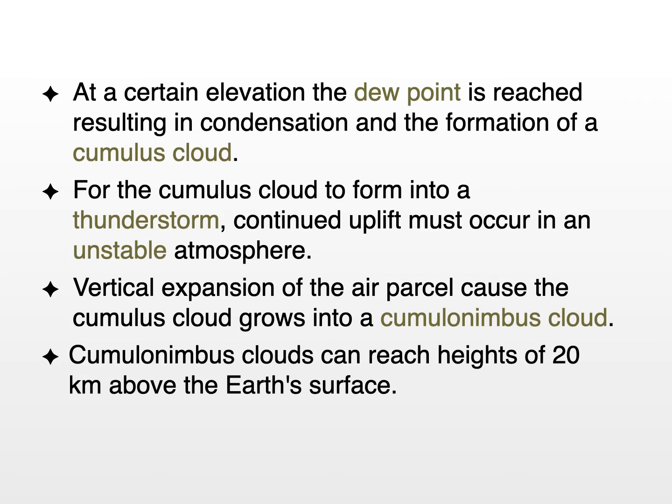Vertical expansion in an unstable atmosphere can continue to cause the cumulus cloud to grow, and at some stage it goes from being a cumulus cloud to a cumulonimbus cloud. Some cumulonimbus clouds near the tropics can reach heights of 20 kilometers above the Earth's surface, but a height of anywhere from 10 to 14 kilometers is more common.